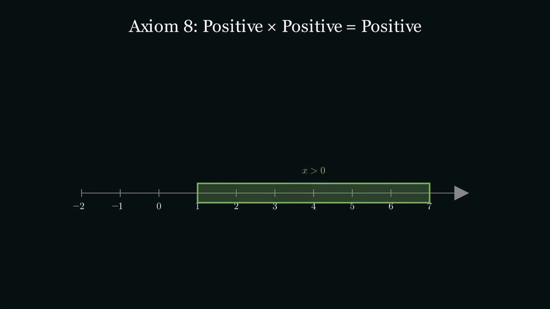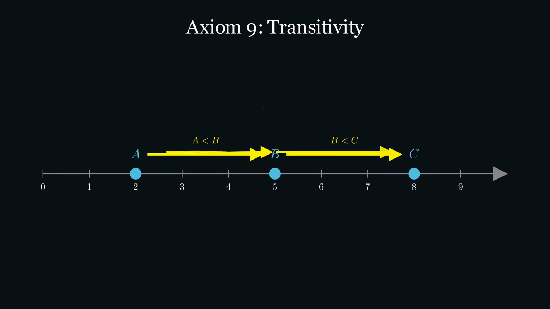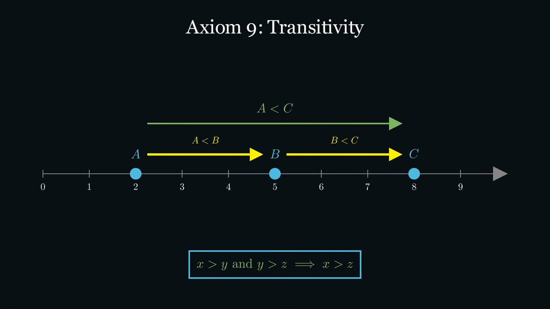The eighth axiom states that multiplying 2 positive numbers yields a positive result. Multiplication preserves the positive-negative structure of the number system. The ninth axiom establishes transitivity. If A is less than B, and B is less than C, then A is less than C. This property allows inequalities to chain together, enabling sequential comparisons across multiple values.